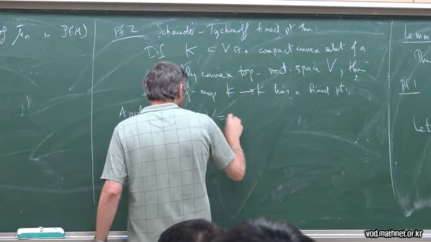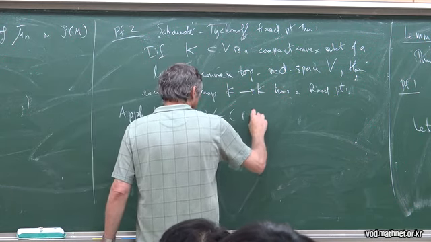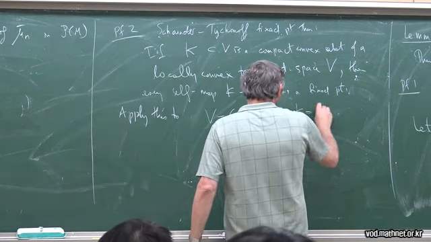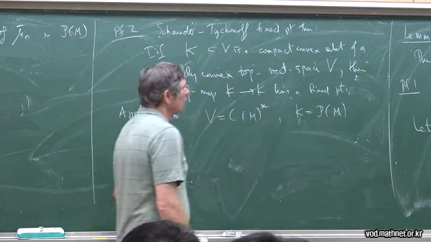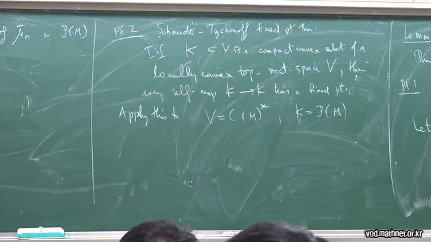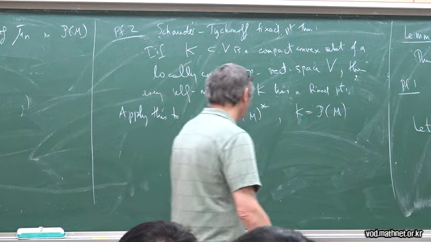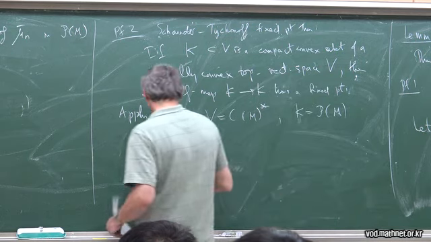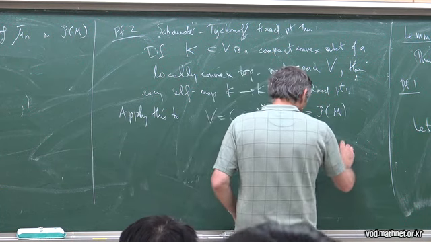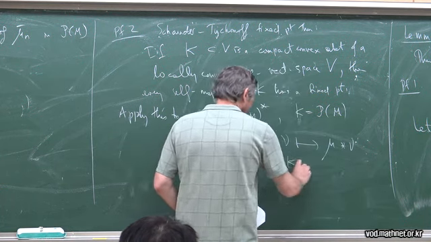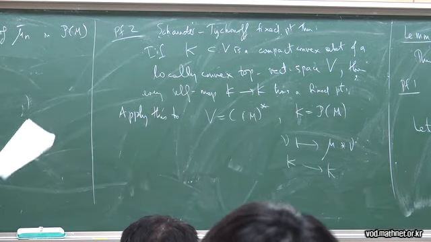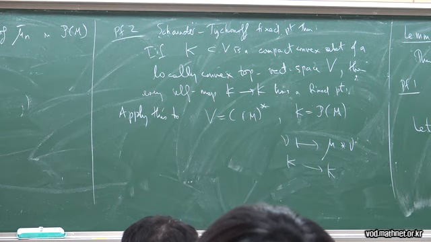Anyway, so we can apply this to V, which is going to be the dual of C of M, the space of signed measures, and K is P of M. That's convex, right? You can make convex combinations of probability measures, and that'll be a probability measure. Then the function sends nu to mu star nu. That's a function from K to K, and you check that it's continuous, so it has a fixed point, and that's a stationary measure.